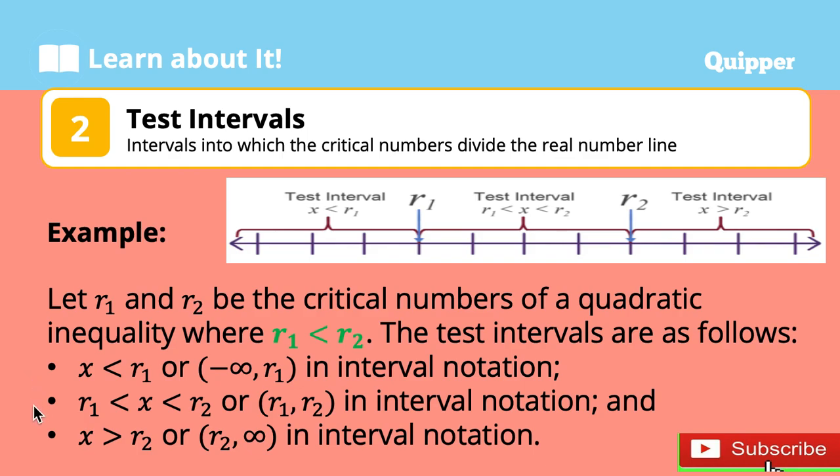Second interval, we have x is greater than r sub 1 but less than r sub 2, the values from r sub 1 to r sub 2. That is the second interval. And the third, we have x is greater than r sub 2, or from r sub 2 to positive infinity. So we have now completed the number line, and those are the three intervals.